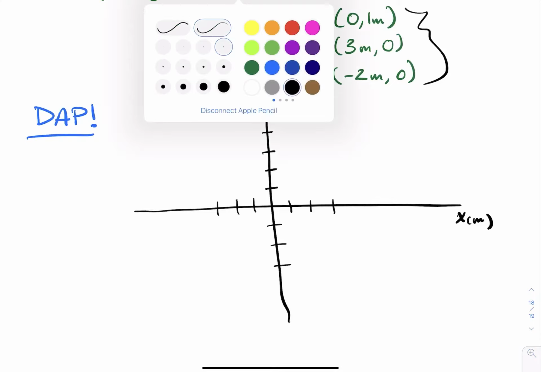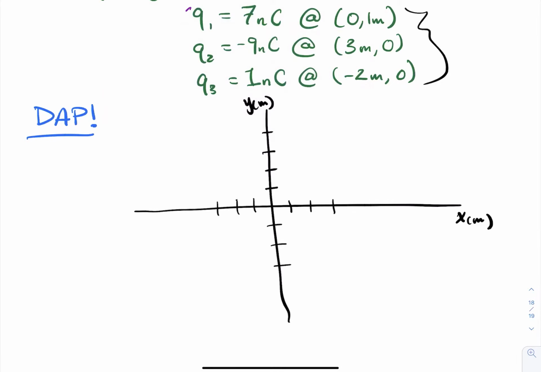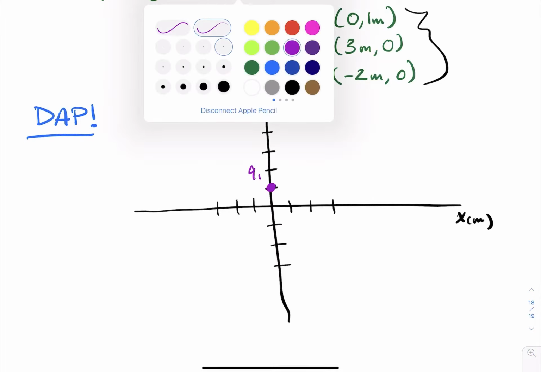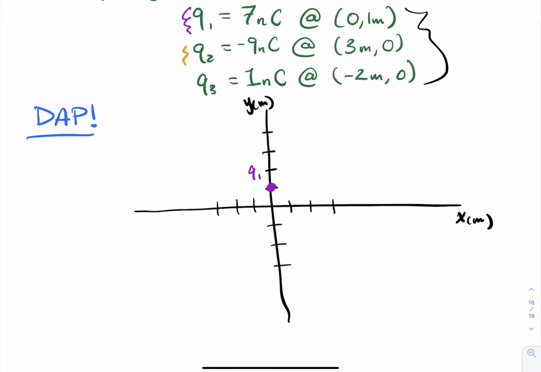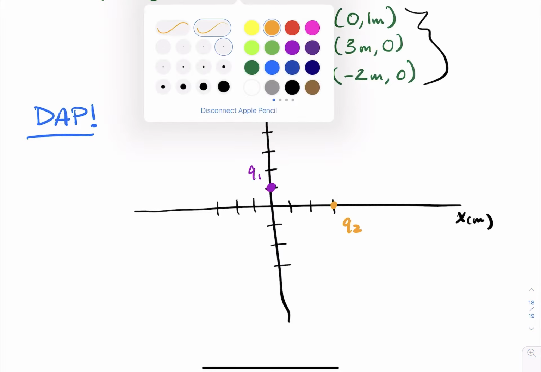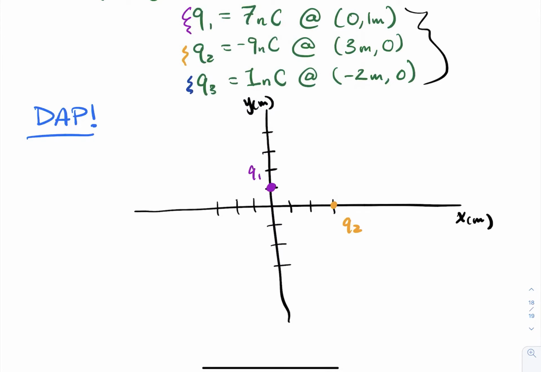So let's give them colors. So let's say Q1 is this one. So Q1 is at 0, so we go over 0 and up 1. So there's Q1. Let's give Q2 orange. Q2 is 3 over and up 0. There's Q2, and that's the one we're interested in, calculating the net force. And let's make Q3 blue, and that would be -2, 0.